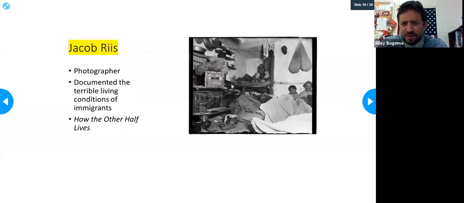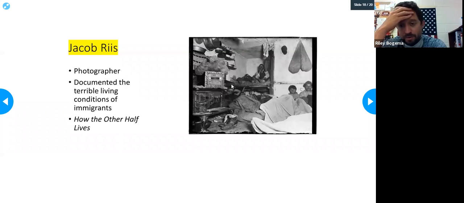So he put all these photographs together. Originally he took photographs and then he drew them, and he made this book called How the Other Half Lives. And he went around New York City and gave presentations to middle class and upper class New Yorkers to let them see what was going on in the slums and the poorer parts of the city so that people would want to help. And so he made this book for Americans to read so they could see what was happening.